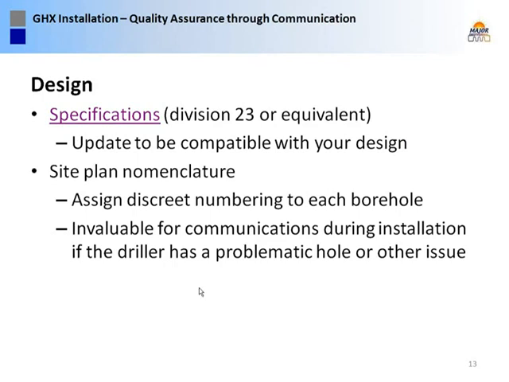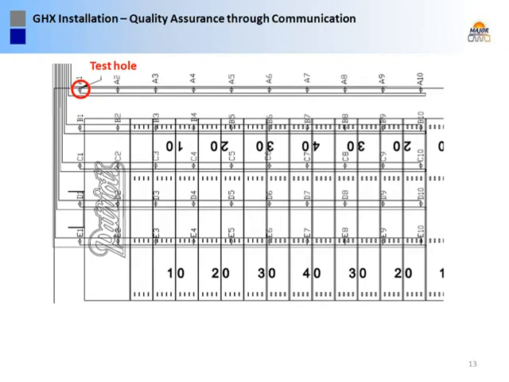Another thing that I'm very big on is site plan nomenclature. I like to number each borehole by like header pair A, 1 through 10, that sort of thing. That way, if you have a problem during installation, it gets everyone on the same page if the driller's got a problem on a specific hole.